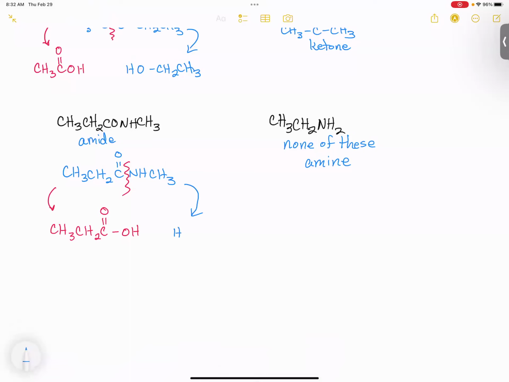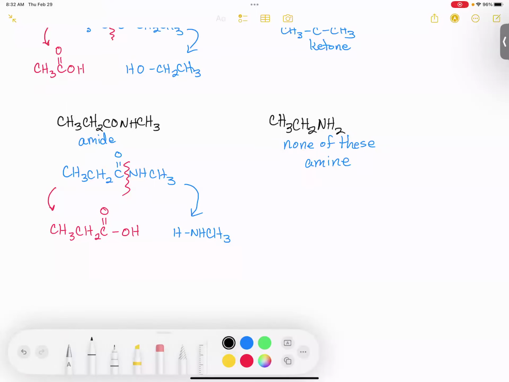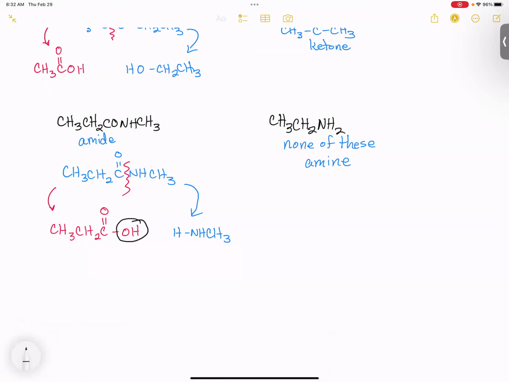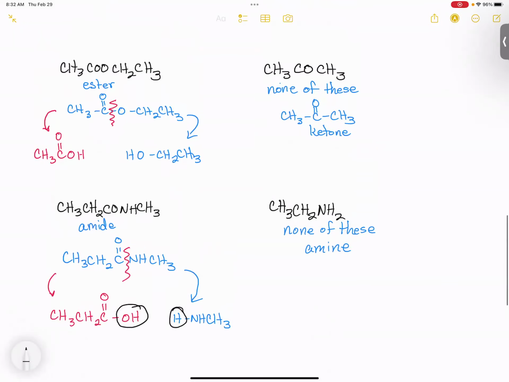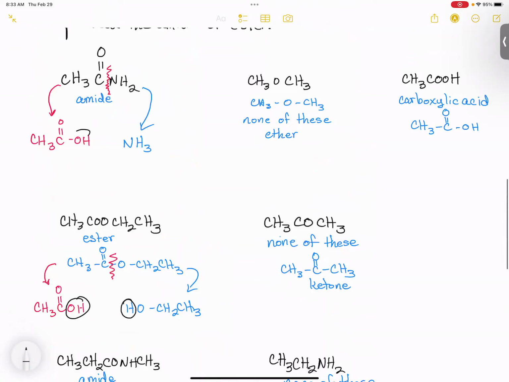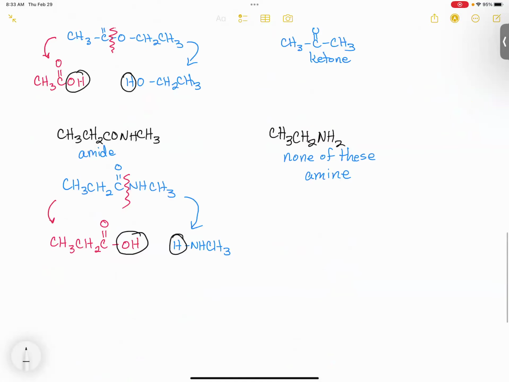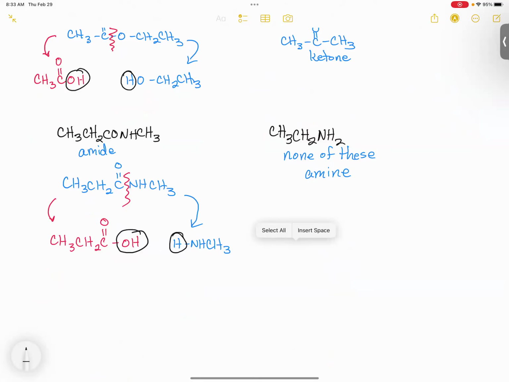So this becomes NHCH3. You will notice in all three cases, where I decided that it was an amide or an ester, I added a hydroxide group to the C double bond O side, and I added a hydrogen to the other side. The very last one was none of the above because it's an amine.